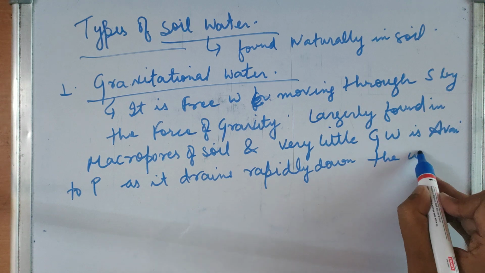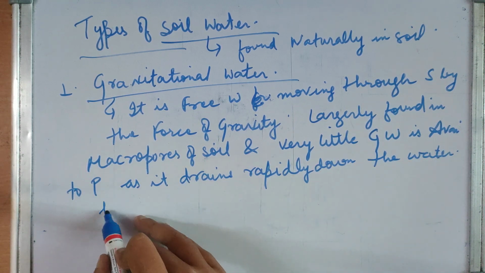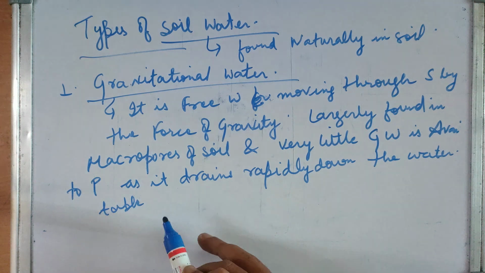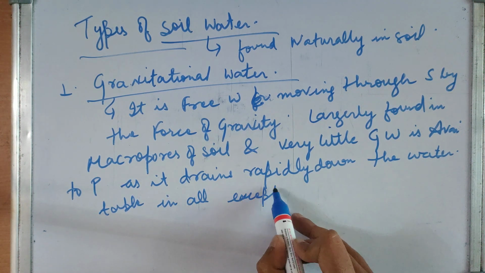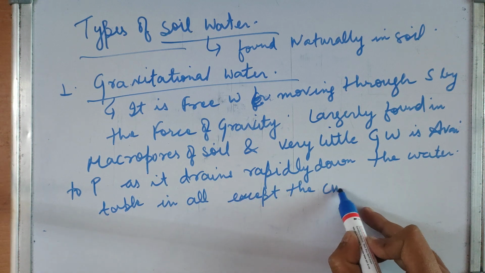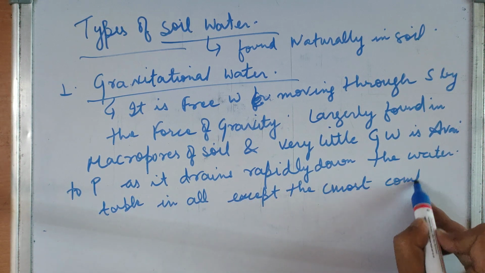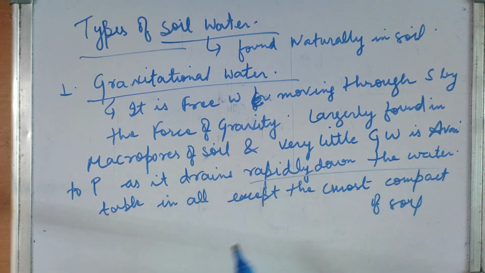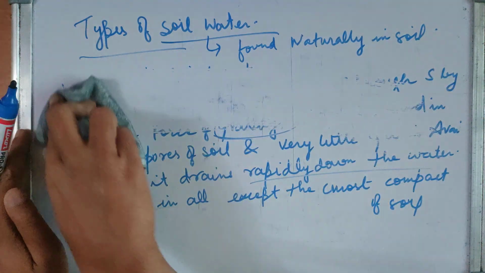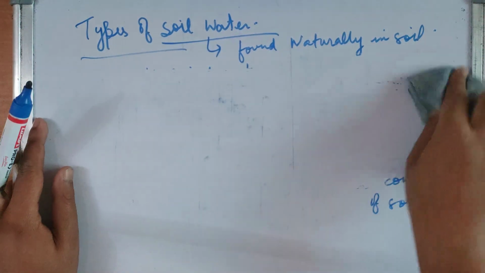The water table. In all except the most compact of soils, it rapidly goes down to the water table. In compact soils it doesn't come down rapidly, but in normal soils it does, and it is influenced by gravity, and hence very little is available to plants. I hope you all understand what gravitational water is.